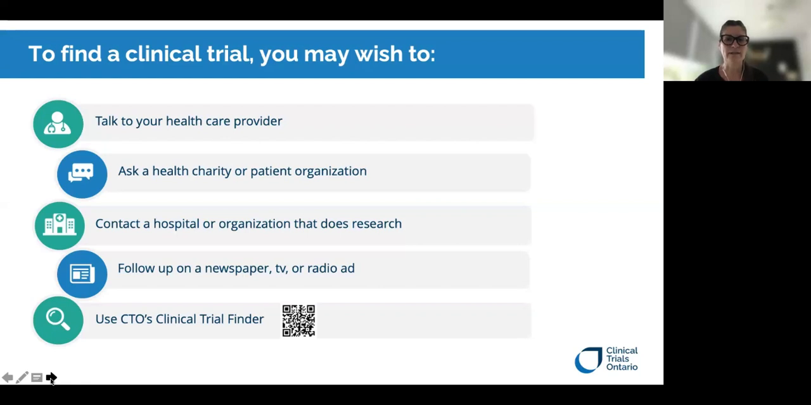CTO's Clinical Trial Finder does pull from clinicaltrials.gov, but it will only pull out trials that are in Canada. You can look at trials from there based on where you are in Canada, but again, it's only going to pull up studies in Canada. And I know that sometimes people look to other places to participate in clinical trials as well. So those are some options. Those might be some good places to start your search if that's of interest to you.